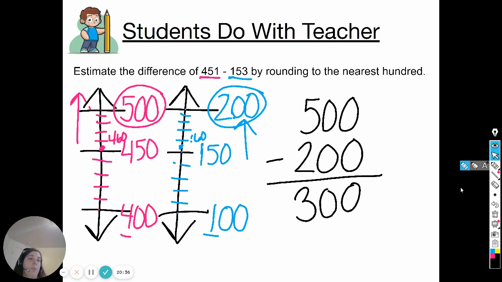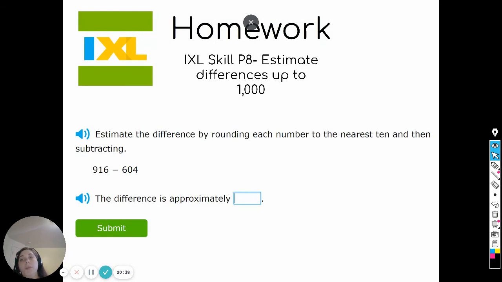Okay, now we are at the part where you are going to be working on your homework alone. Okay, you're working on IXL skill P8, which is estimate differences up to 1,000. So it's going to give you the problem, and it's going to tell you whether you're rounding to the nearest 10 or to the nearest hundreds. And you have to figure out what the difference is. So similar to what we did when we were estimating sums up to 1,000, but now we're doing differences. We're doing it with subtraction. Go ahead and begin.